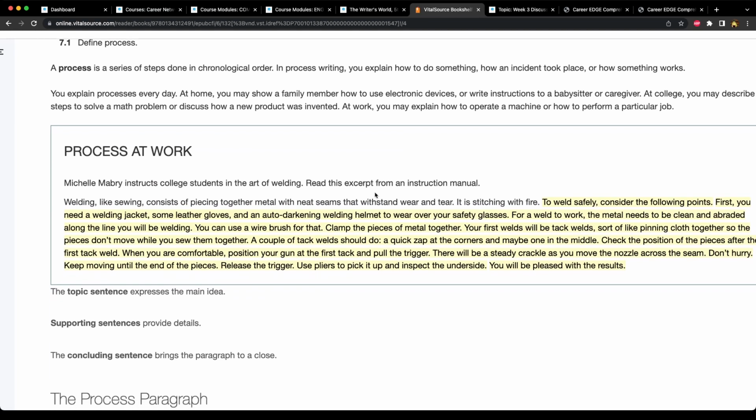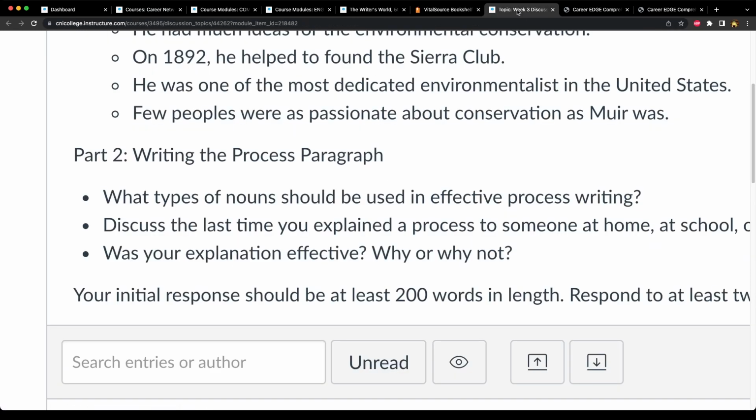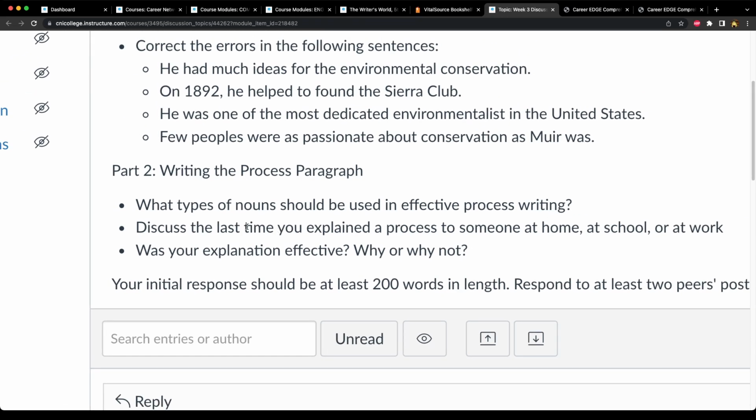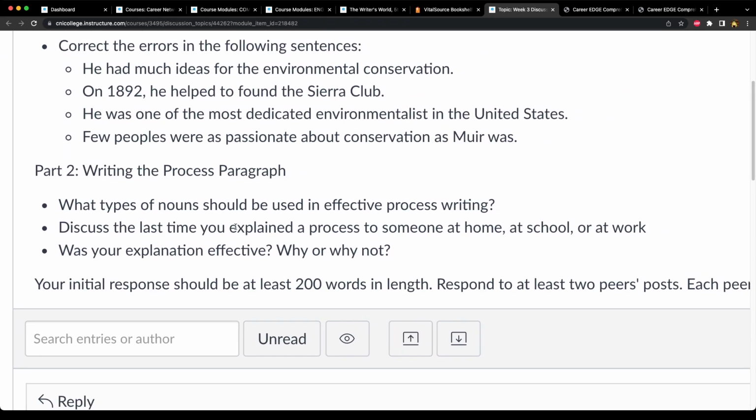And here's an example of how to use it at work, right? Because in your discussion here, it asks you, discuss the last time you explained a process to someone at home, at school, or at work. Was your explanation effective? Why or why not? Again, take your time to learn all these types of paragraphs, because these are all going to pop up in both your midterm and your final.